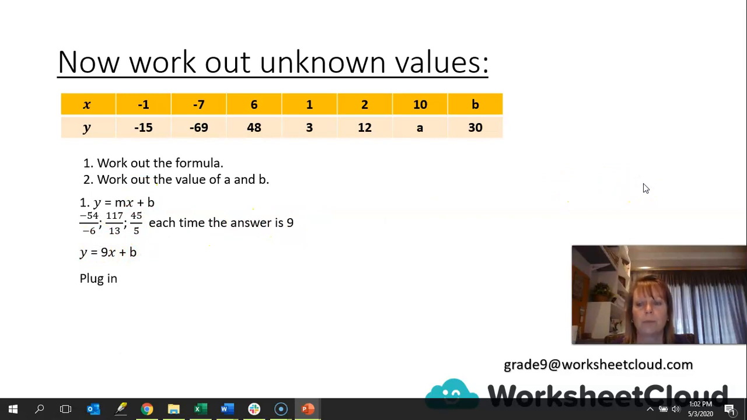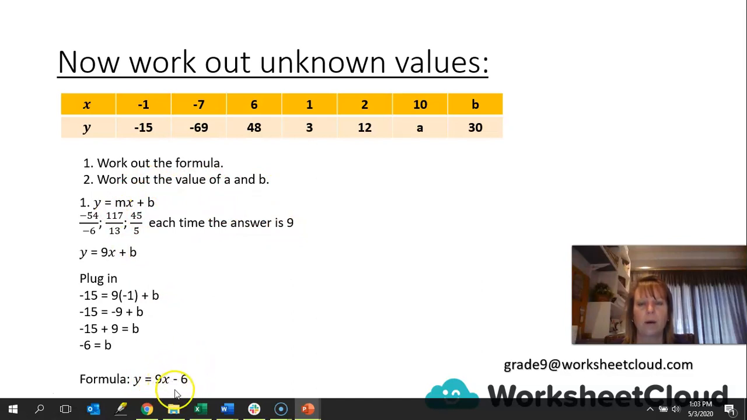All right. We then are going to plug in. Let's plug into our first set of ordered pairs. And minus 15 is equal to 9 times minus 1 plus b. We're going to end up with minus 15 is equal to minus 9 plus b. We're going to take that minus 9 across the equal sign and make it a positive 9. So minus 15 plus 9 is equal to b, and minus 6 is equal to b. So that means our b value is minus 6. So it's plus minus 6, which actually just means minus 6. So your formula is y is equal to 9x, because we got the 9 from this part, minus 6.